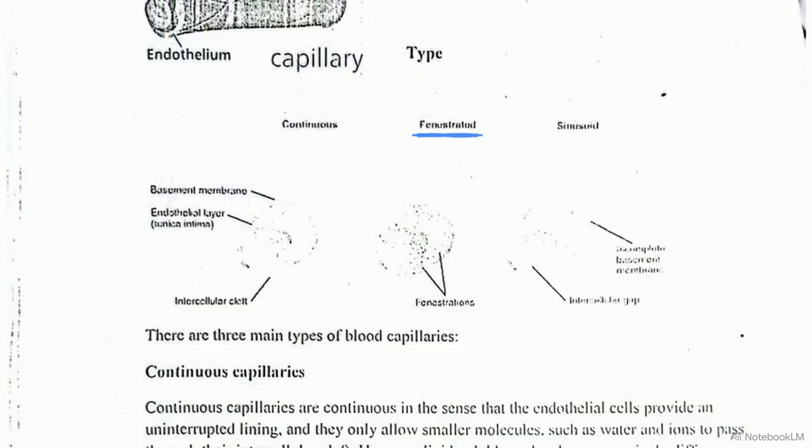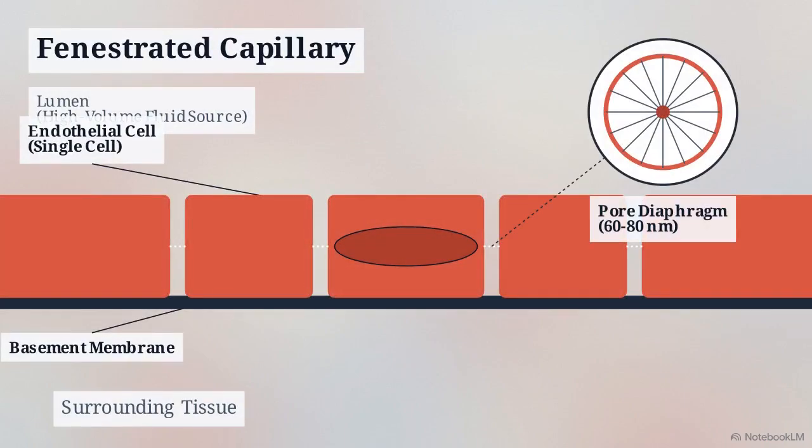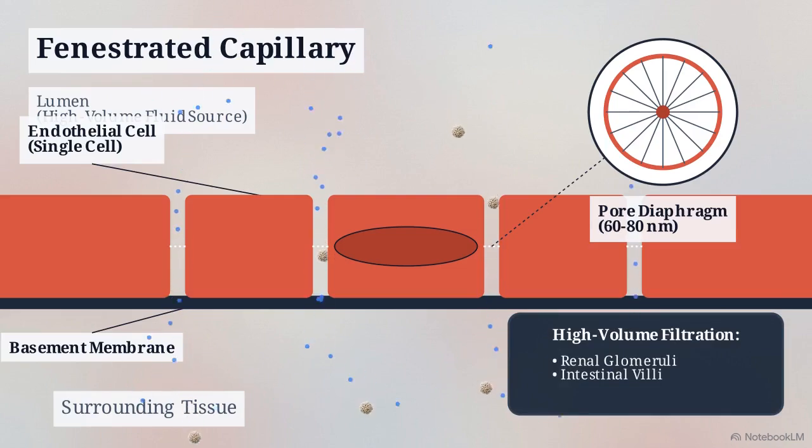The second type are fenestrated capillaries. They maintain a continuous basement membrane, but contain pores in the endothelial cells, spanned by a diaphragm of fine fibrils. These pores permit the rapid passage of small molecules and limited amounts of protein. They are deployed in organs requiring heavy fluid transportation, such as the renal glomeruli and intestinal villi.